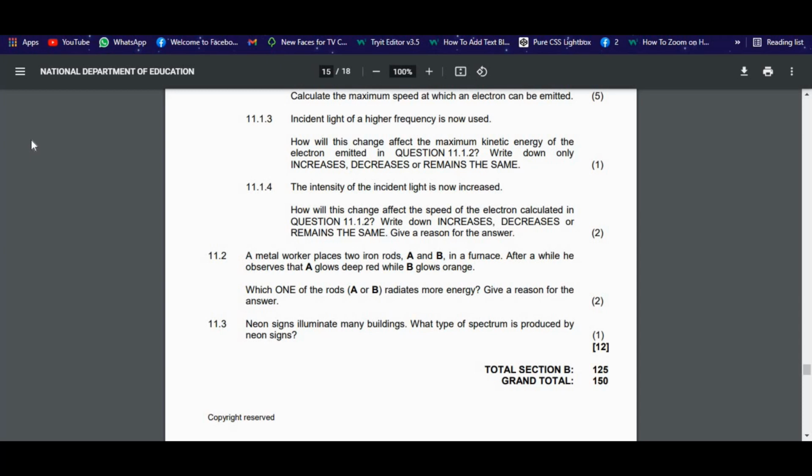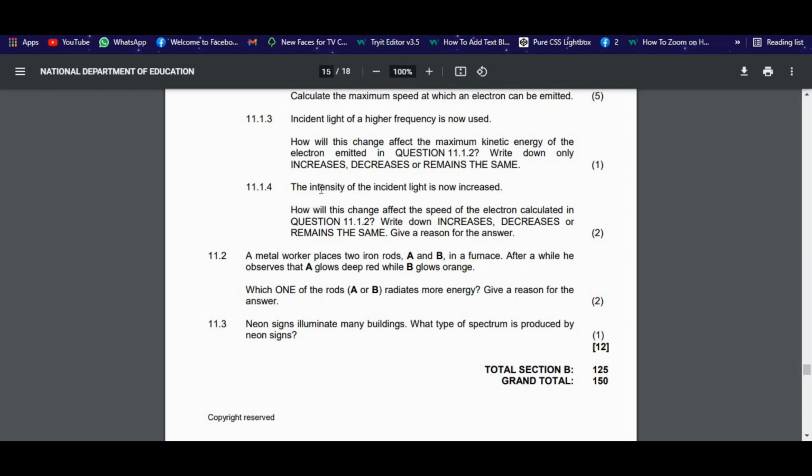So the answer for 11.1.4 is it will remain the same. The speed will not be affected, because intensity only affects the number of photoelectrons emitted per second. So it'll have an effect only on the number of photoelectrons that are emitted. Maybe if you increase the intensity, maybe not one, but maybe 2 or 3 electrons might be emitted. But the speed will remain the same. So the answer there, it remains the same. Intensity only affects the number of photoelectrons emitted per second. That was the explanation, and so are 11.2 and 11.3.